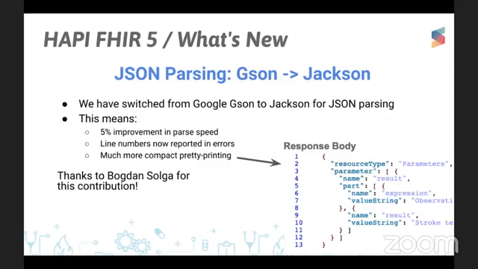If we ever had parse errors, we weren't able to actually report on what line the error was in, which always drove me nuts. Jackson does have that feature, so we've got much better ability to report on error line numbers, which of course is great as you're developing.